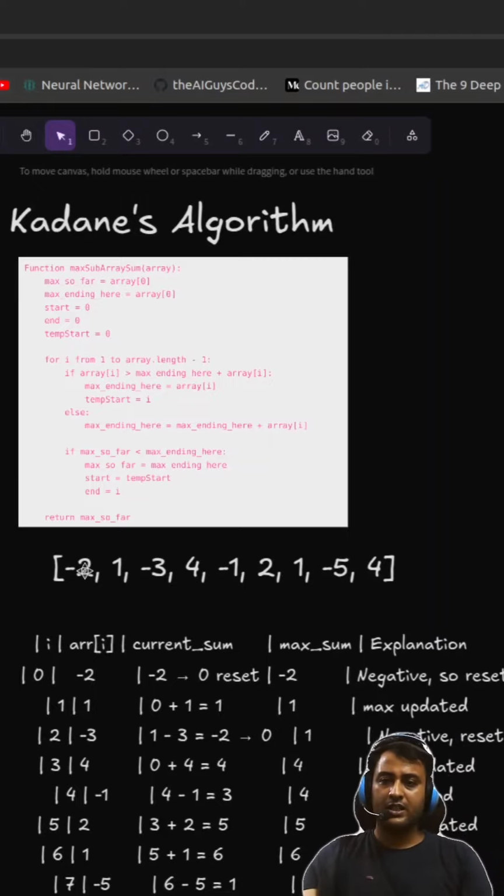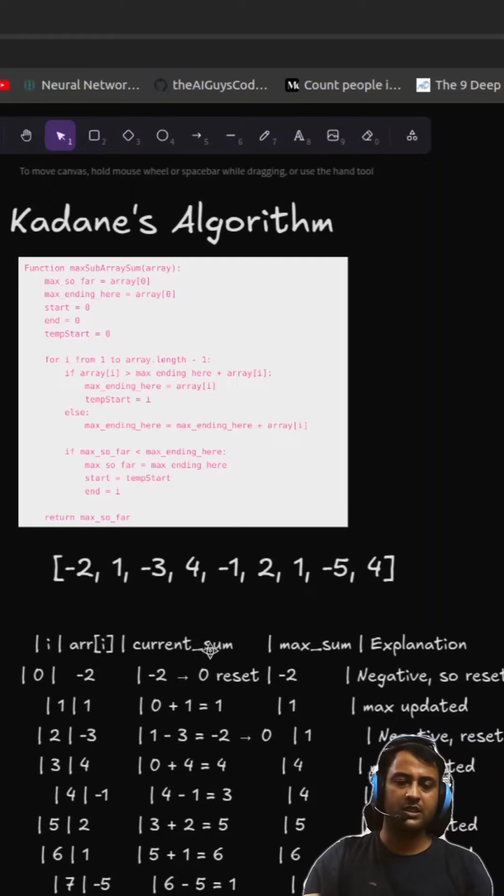Okay, so first let's start with -2. -2 is a negative number, so it will reset to 0. Okay, then 0 plus 1, so as of now the current sum is 1 and the maximum sum is as well 1.